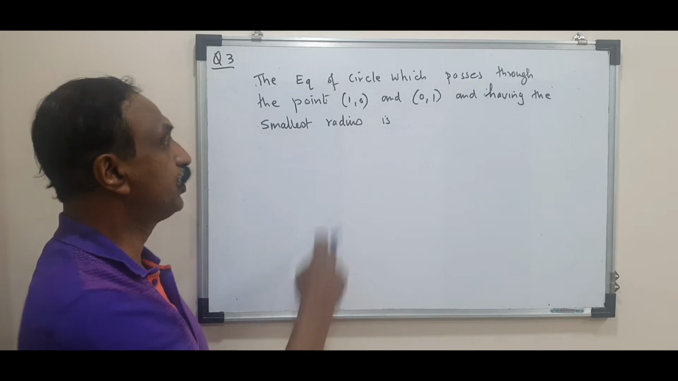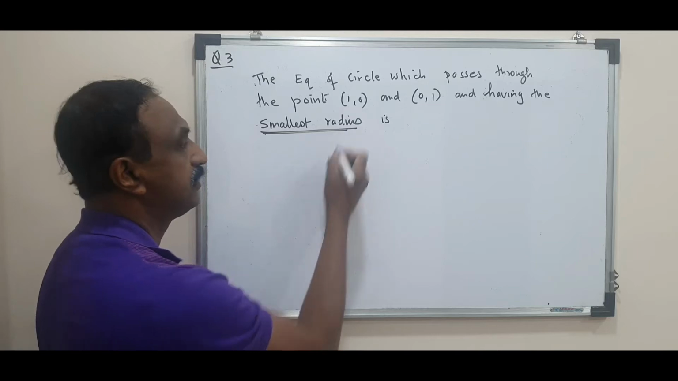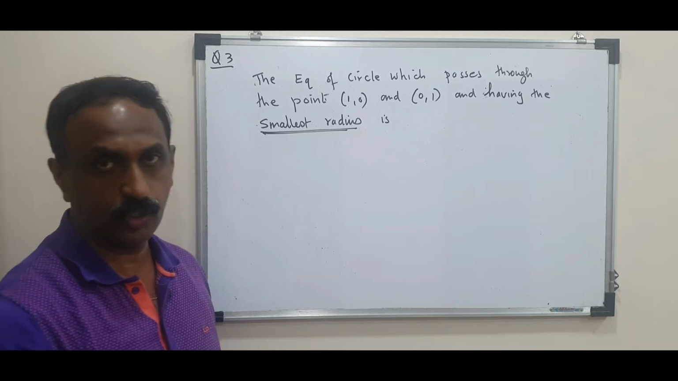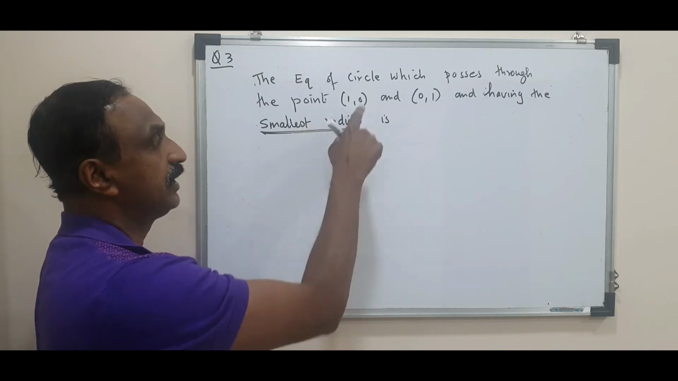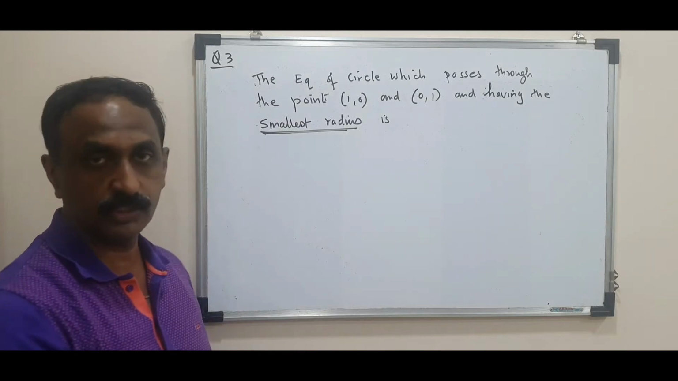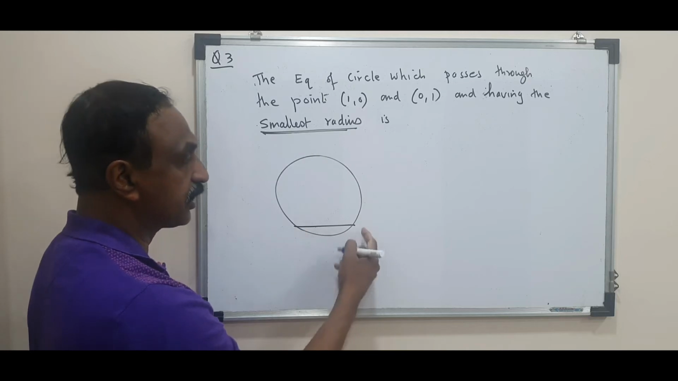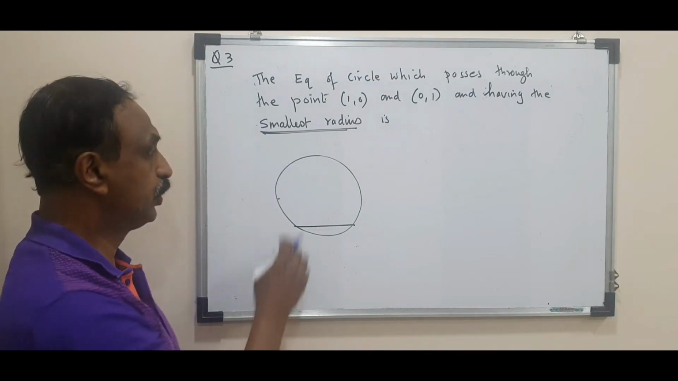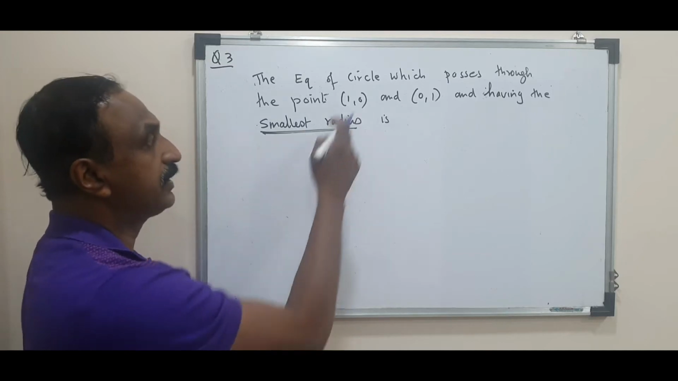Equation of circle passing through the points (1, 0) and (0, 1) and having the smallest radius. So the question is, what does this mean? Passing through (1, 0) and (0, 1) is not a big thing to remember, but what does it mean to have the smallest radius? That means the line joining these 2 points should be the diameter of the circle. Then only it will have the smallest radius. If this is a chord, a circle having this as a chord, naturally the radius will be much bigger than the chord you have drawn. So the smallest circle will be the one with the diameter joining these 2 points.